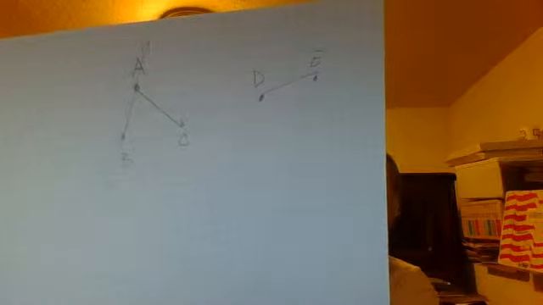It starts at point B, it goes through point A, and it goes out into outer space. That is called a ray. A ray is really half of a line because I chopped off half of the line. So a ray starts at one point and extends off to infinity in the other direction.